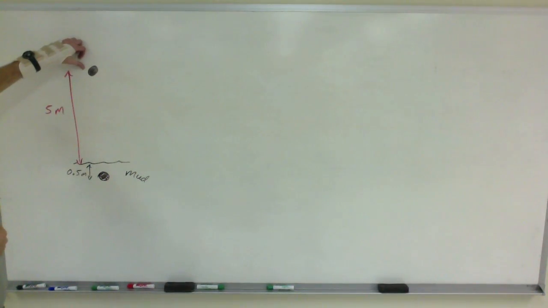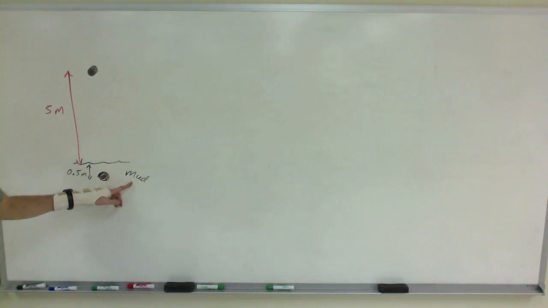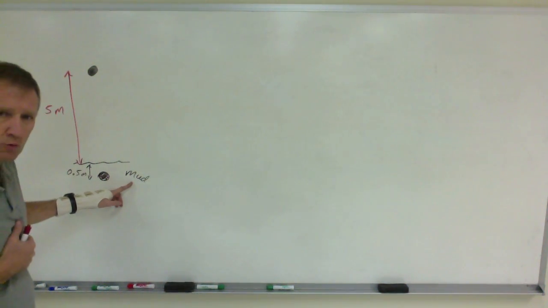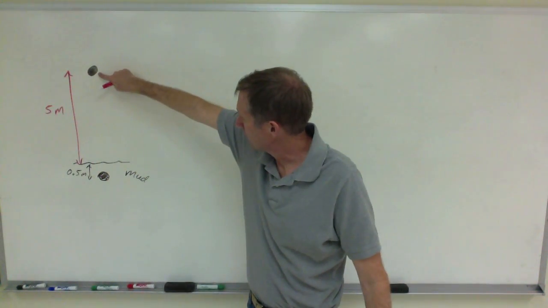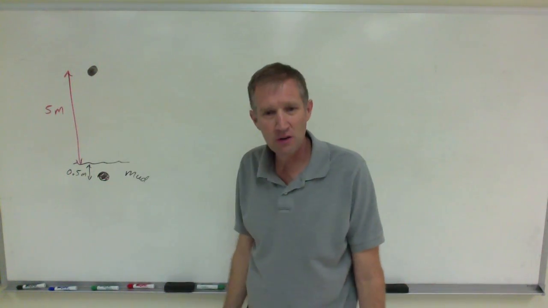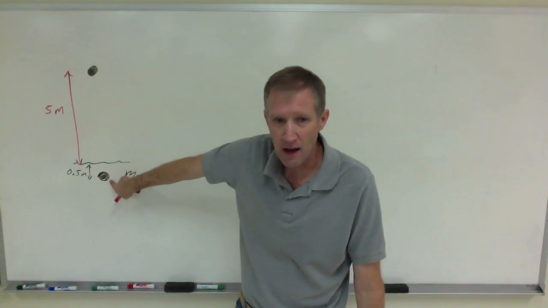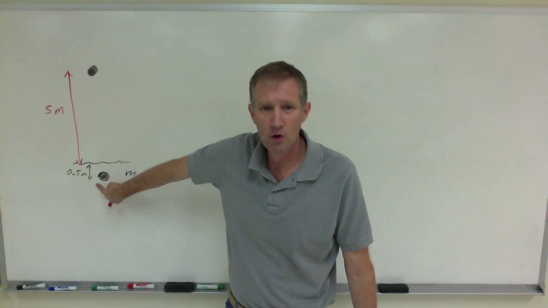A bowling ball. I decided to drop a bowling ball from a height of 5 meters into the mud. Why? Why not? It's going to fall through the air 5 meters, hit the mud. It's going to sink into the mud until it comes to a stop, half a meter, 0.5 meters below the surface of the mud.